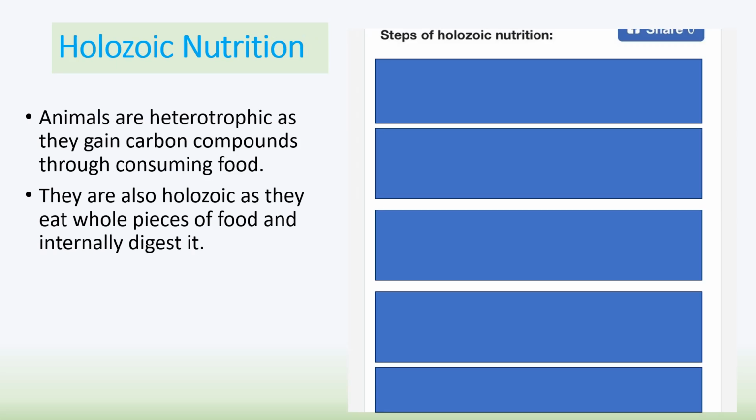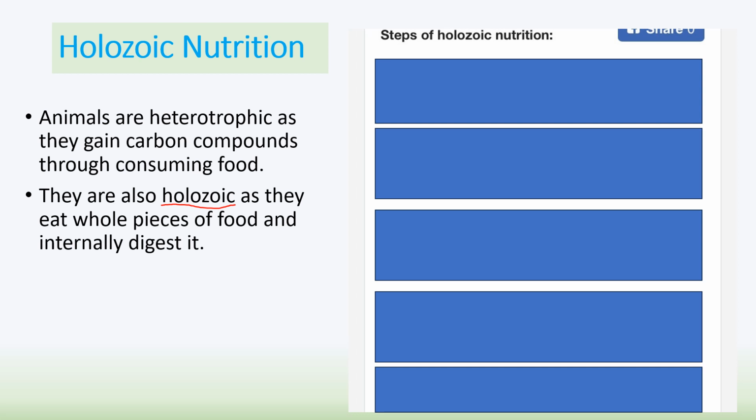So now we're going to look at something called holozoic nutrition. And we already have said that animals are heterotrophs because they gain carbon compounds from consuming their food. So if I eat a chicken burger, I'm gaining my carbon compounds, my proteins, my sugars, my lipids from that. But also I am holozoic, and that is because I eat whole pieces of food and internally digest it.